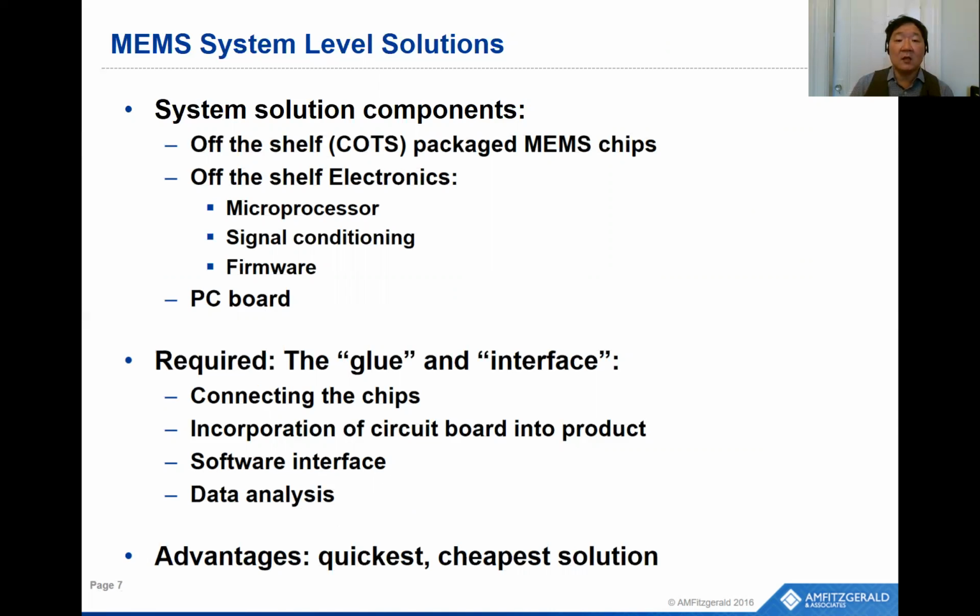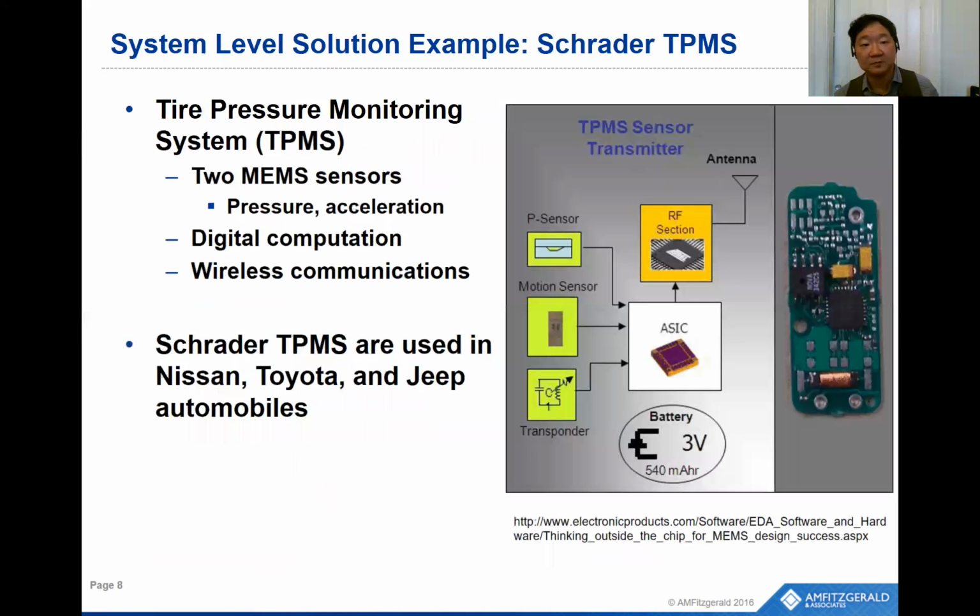The advantages of a system level solution, as I said before, is that this is often the quickest and cheapest solution. Let me give you an example of that. This is a TPMS, which stands for Tire Pressure Monitoring System. This example is from Schrader. Schrader provides TPMS systems to Nissan, Toyota, Jeep, and other car manufacturers.